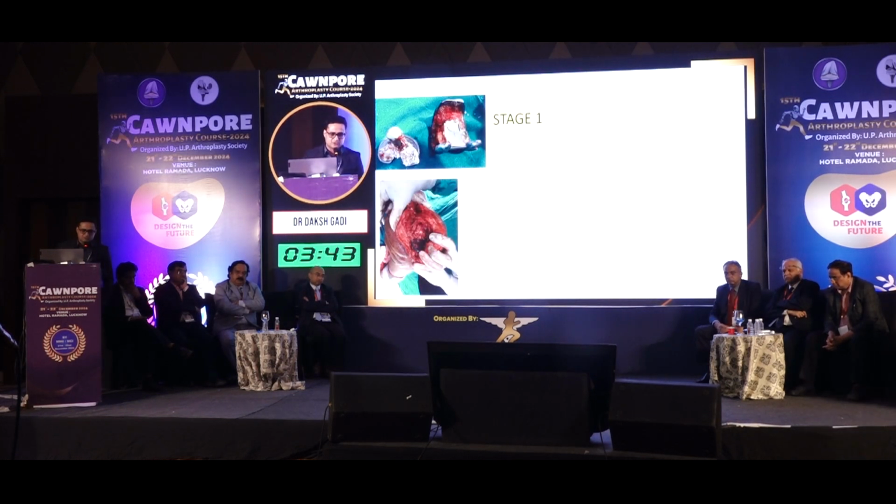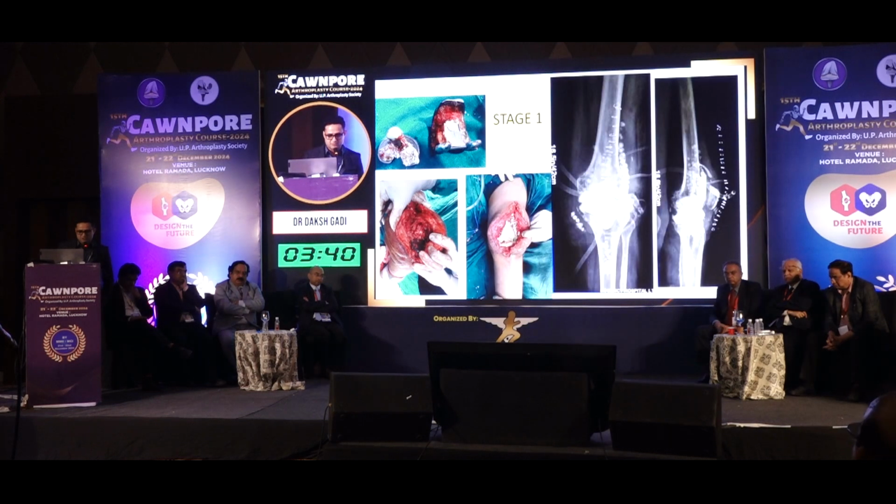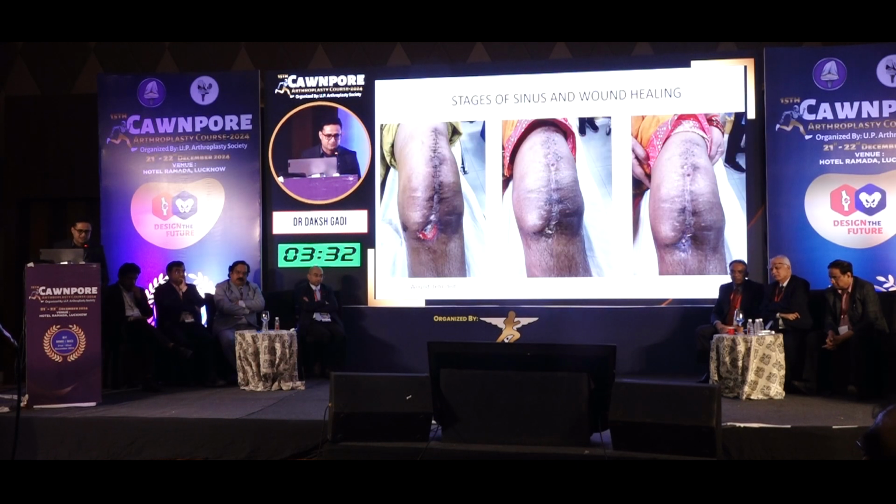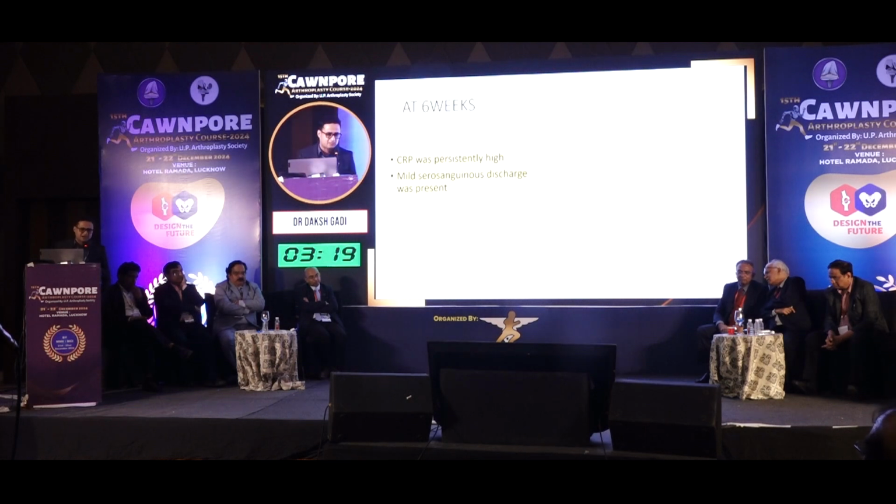The implants were removed with minimal bone loss, and an articulating spacer was put, and even stimulant was put mixed with antibiotics. She had a Klebsiella infection, and both colistin and meropenem were put in the spacer. So the wound healed, but there was persistent high CRP and serosanguinous discharge at 6 weeks.